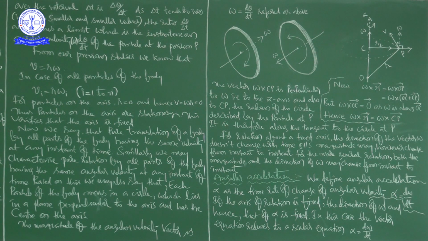This relation holds good even for rotation of a rigid body with one point fixed, such as rotation of the top. Similarly, in this case, r represents the position vector of the particle with respect to the fixed point. So like that he proved V is equal to omega cross r, the relation between linear velocity and angular velocity.